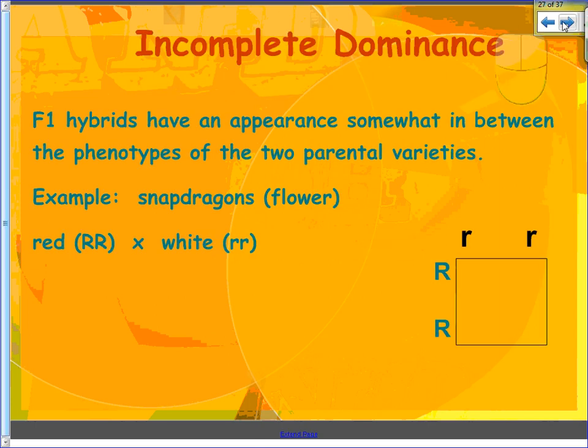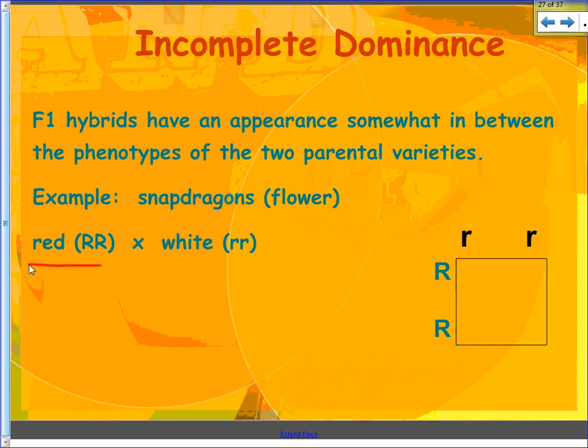With incomplete dominance, it's very simple. The F1 hybrids in incomplete dominance have an appearance that's in between the phenotypes of the two parental varieties. So for Mendel, this would have been something that he never would have seen within pea plants. Snapdragons exhibit incomplete dominance.